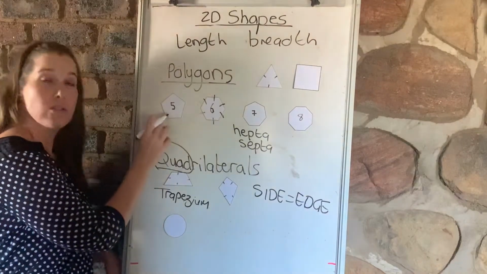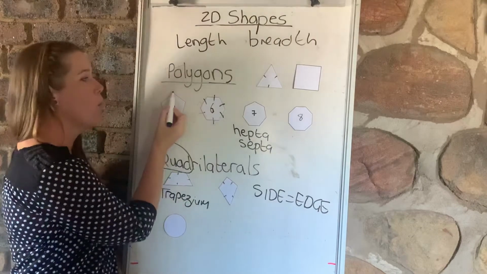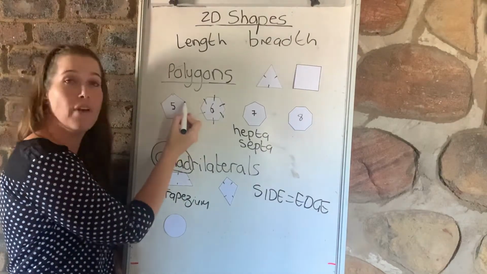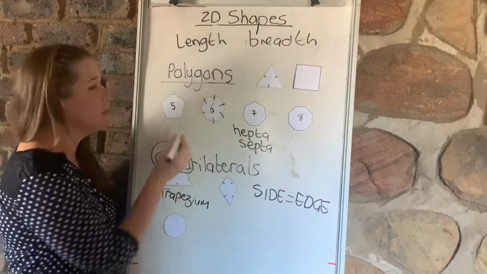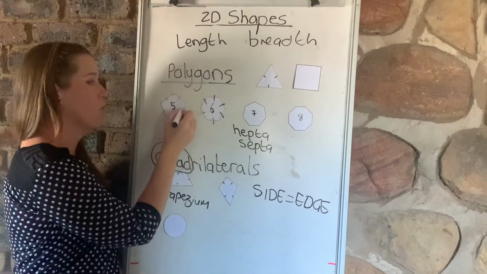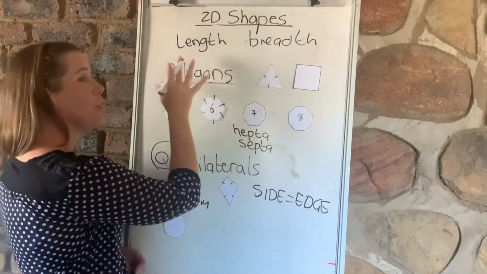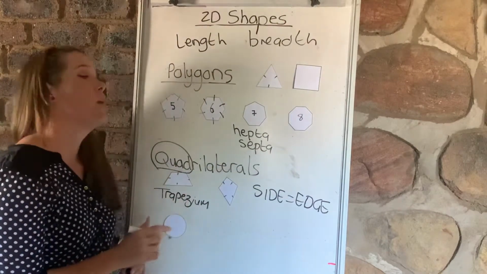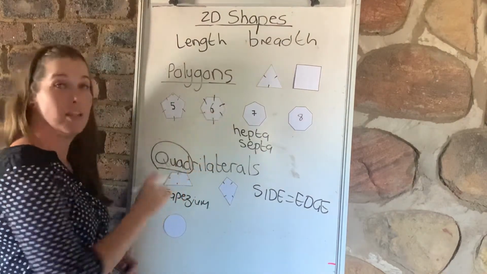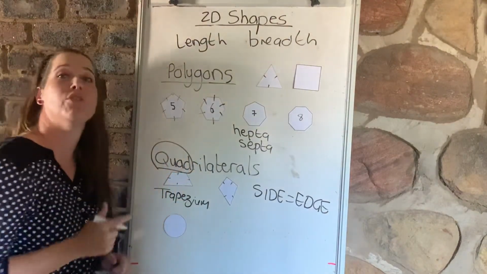If we look at a pentagon, for example, how many corners do we have? 1, 2, 3, 4, 5. How many edges? 1, 2, 3, 4, 5. Now those are the basics of a 2D shape. We have sides, which are also called the edges, and then we have the points, which we refer to as corners.